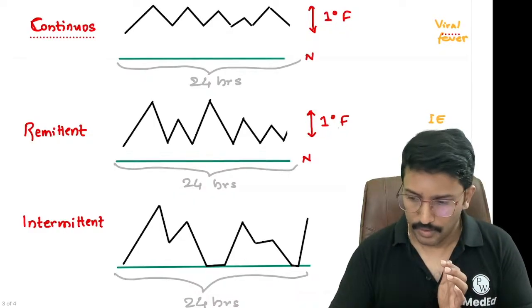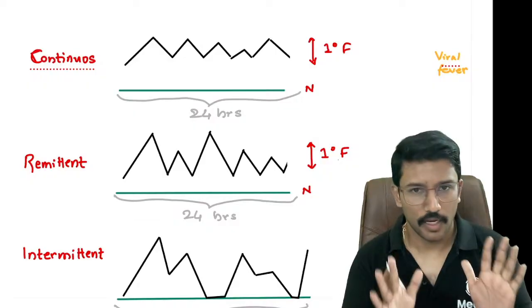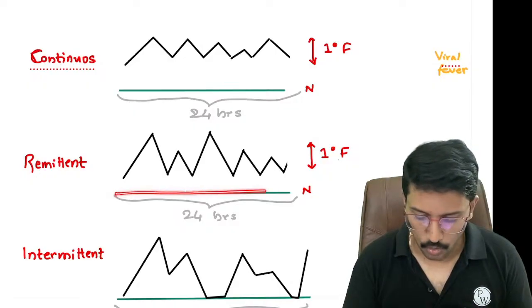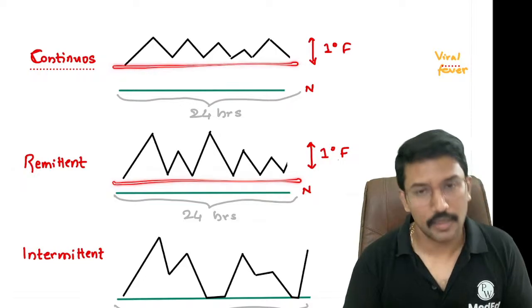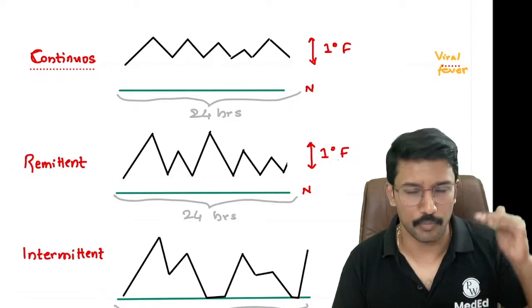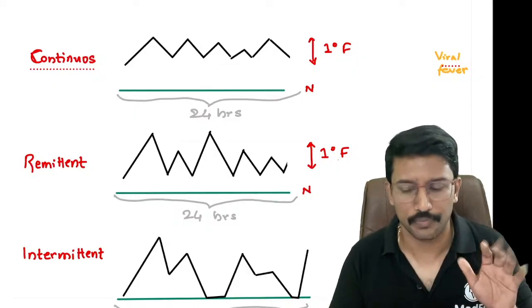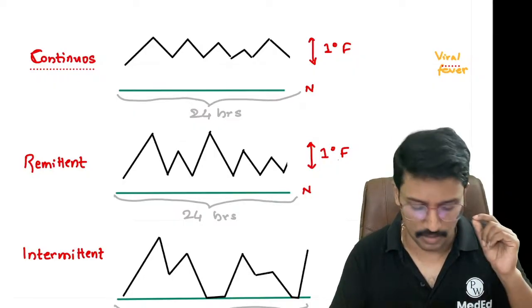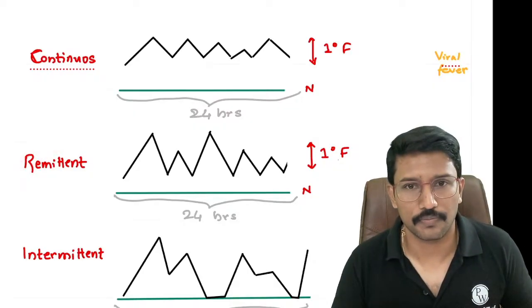Now, can anybody look at these two graphs and tell me what is the difference? In both of them, the temperature is not on the baseline. It is elevated, right? It is higher. In both of them, it is higher. So that means there is fever. The temperature is elevated, and there are variations in the temperature. What is the difference between the first graph, that is continuous fever, and the second graph, that is the remittent fever?